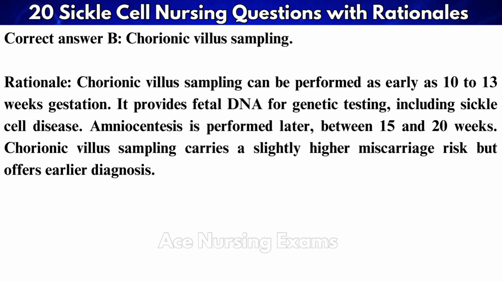Chorionic villus sampling. Chorionic villus sampling can be performed as early as 10 to 13 weeks gestation. It provides fetal DNA for genetic testing, including sickle cell disease. Amniocentesis is performed later, between 15 and 20 weeks. Chorionic villus sampling carries a slightly higher miscarriage risk but offers earlier diagnosis.